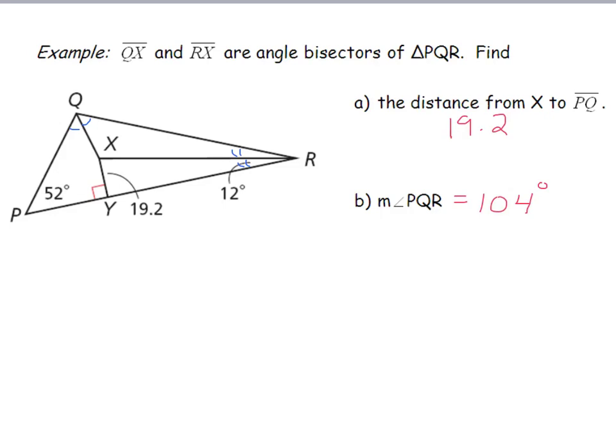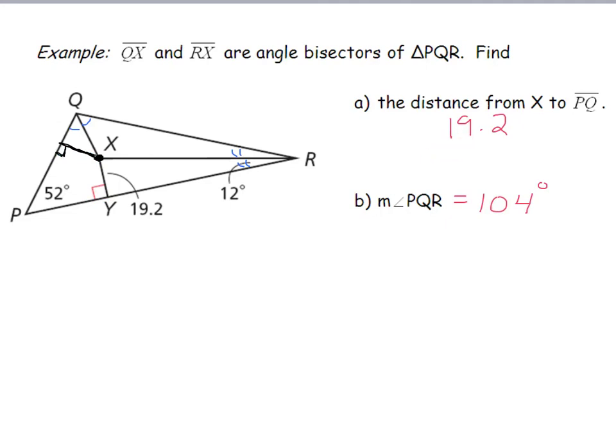Now, if I've got congruent angles and I want to find the distance from X to segment PQ, which is over on the side here, the shortest distance would be the one that's perpendicular. Now, with an incenter, we know that the distance from the incenter that's perpendicular to the side is going to be the same no matter which way you go. And it just happens that we know that from X to Y, it's 19.2. Therefore, from X to segment PQ, it should also be 19.2.